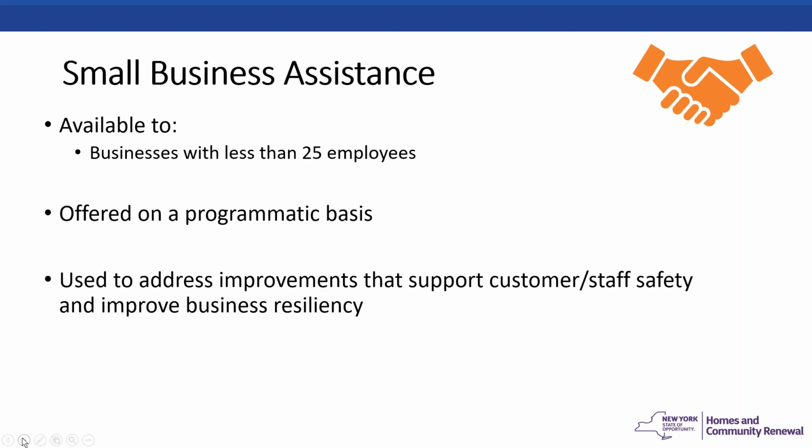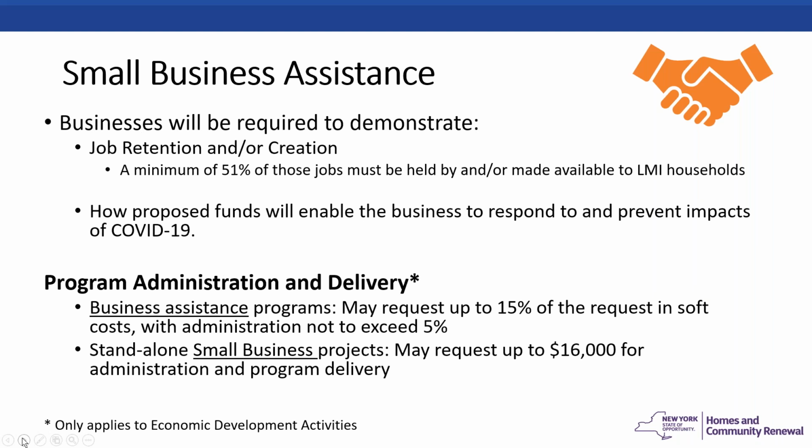If we go to the next slide, a couple other things about business assistance. Businesses will be required to demonstrate job retention or creation to access those funds. When we say national objective, that is the criteria by which we can fund these projects. For economic development, it is job retention or creation. But at the same time, we have to demonstrate how those funds will enable the business to respond to or prevent impacts of COVID-19. So there's that COVID connection or tie back.